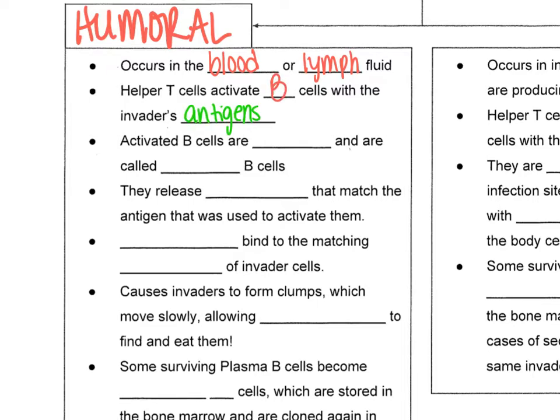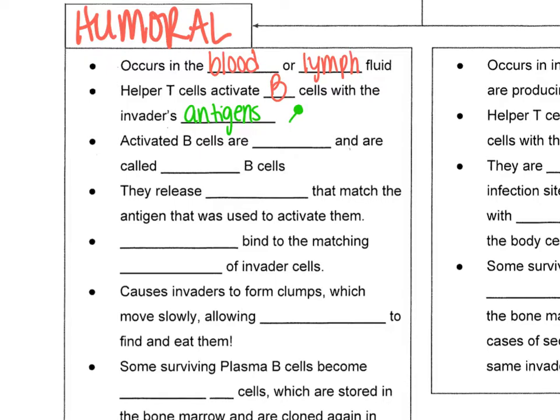Do you remember how in the innate immune response you have macrophage cells or dendritic cells that can activate the helper T cells? Well, now those helper T cells are going to activate the humoral response by activating B cells with the invader's antigens. Remember that antigens are those little proteins on the surface of the pathogens, including bacterial cells and viruses. Well, these helper T cells will basically activate the B cells by giving them the specific antigen.